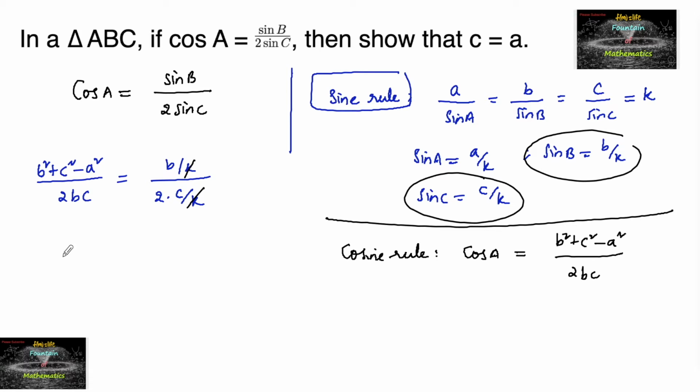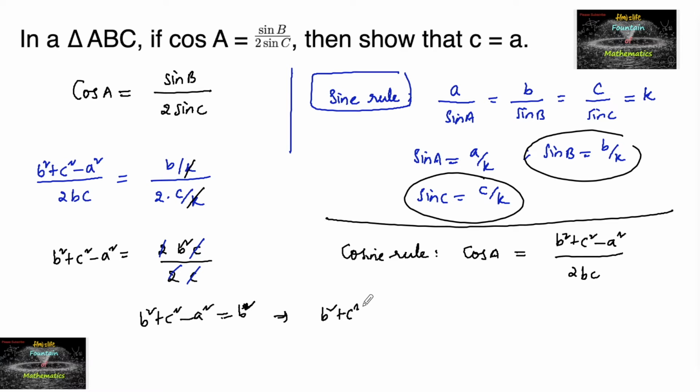So b square plus c square minus a square is equal to 2 b square c upon 2c. So we can cancel 2 and c, and we have b square. So we have b square plus c square minus a square is equal to b square. So which also implies that b square plus c square minus a square minus b square is equal to 0. So b square gets cancelled. So we have c square minus a square equals to 0.